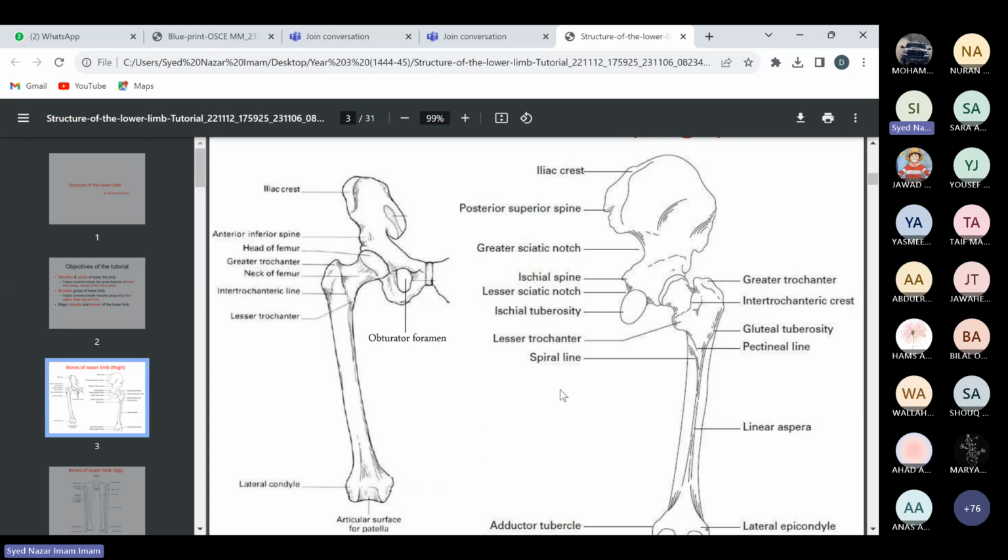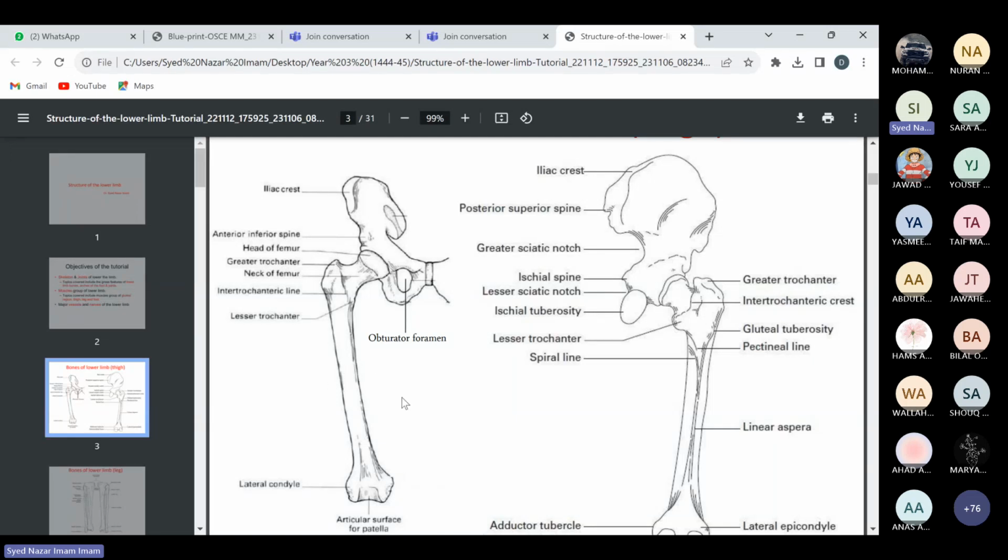Then we have another important bony landmark of the hip bone, and that is called the ischial tuberosity. You can see it from behind. This is the anterior view, and this is the posterior view. So the first part, just make a note of it, is the pubis, the medial part of the hip bone, and it gives origin to the medial muscles of the thigh.